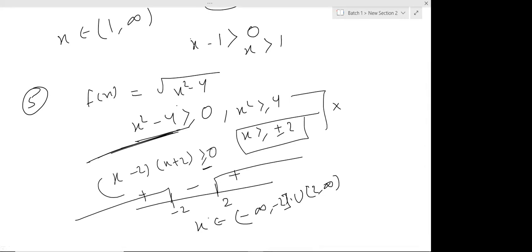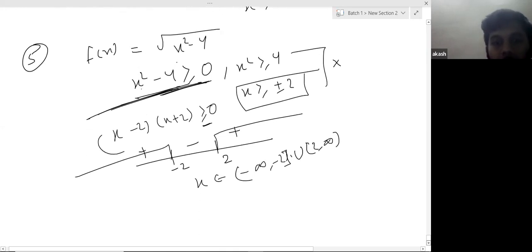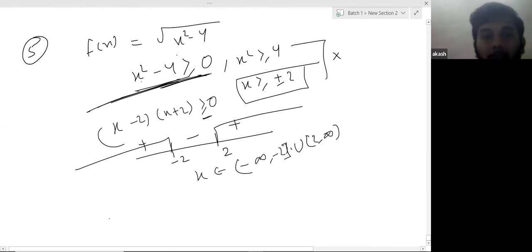Could you explain this method again? All right, see. Whenever you are stuck in an inequality and there is a higher power of x, the first step is to make the coefficient of x square positive. Let me show you an example. You can see the lectures of inequalities also.